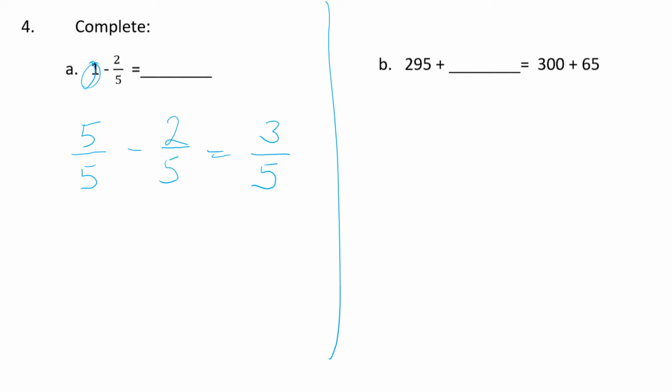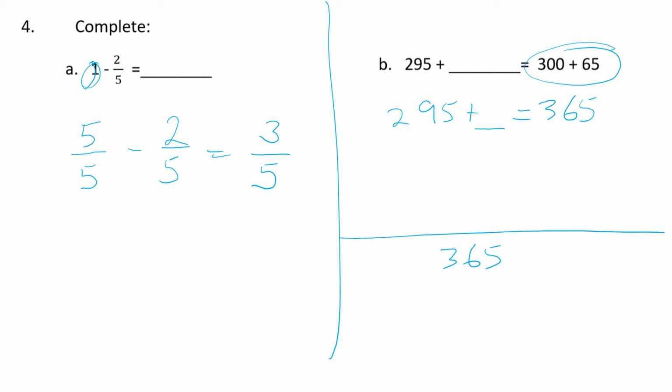Part B here. First of all, I'm going to look at the numbers on the right hand side and add those together. So that's 365. So now my problem is 295 plus something equals 365. So I'm going to do the reverse of that and work out what's 365 take away 295. So 5 take away 5 is 0. 6 take away 9, I can't do that, so I'm going to bring 1 forward. So 16 take away 9 is 7, and 2 take away 2 is 0. So that leaves me with an answer of 70.